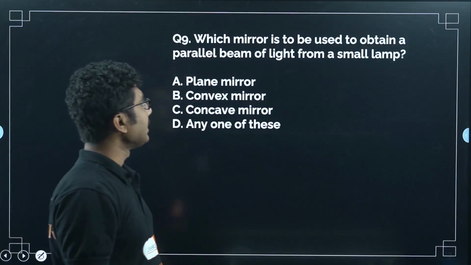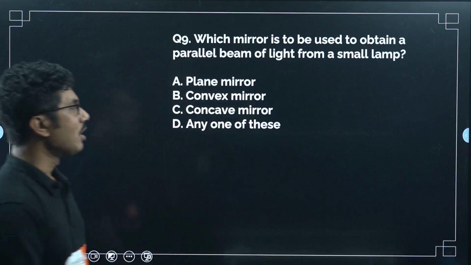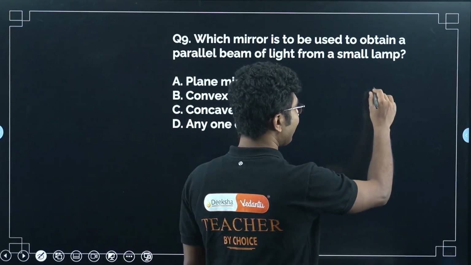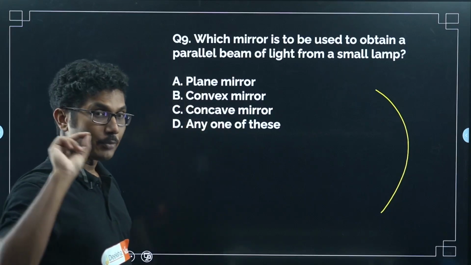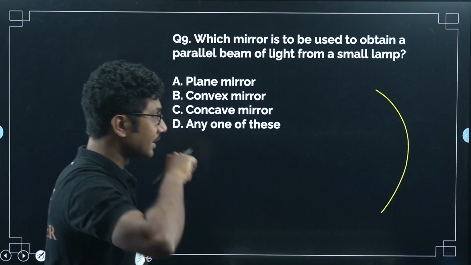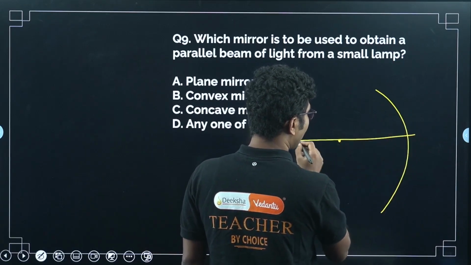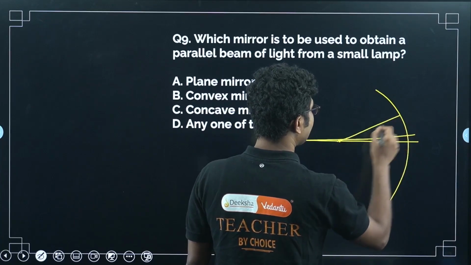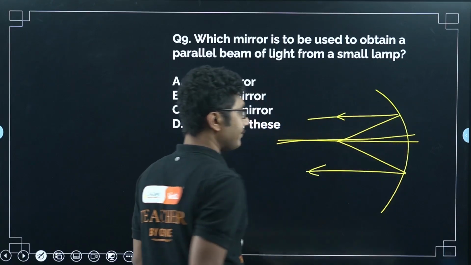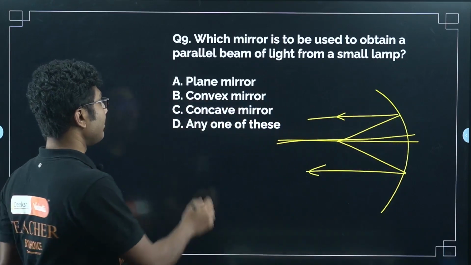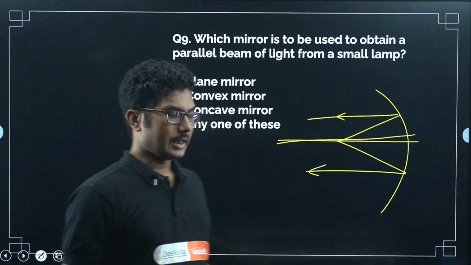Now, which mirror is to be used to obtain a parallel beam of light from a small lamp? Parallel beam of light means after reflection it will become parallel. For a small lamp, it is not a very large object. We know that only a concave mirror, when the object is placed at the focus, after reflection the rays become parallel. They all meet at infinity. So only a concave mirror can be used to get a parallel beam of light.